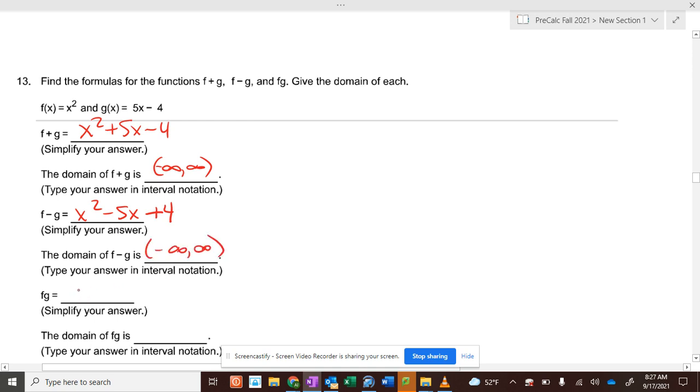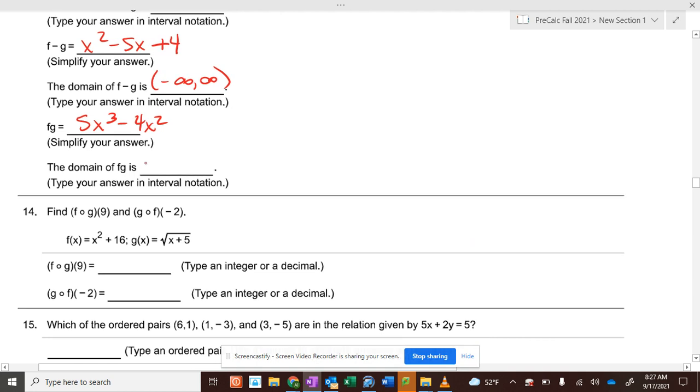F times g is 5x cubed minus 4x squared. Anything to limit the domain? Nope. Negative infinity to infinity. F of g of 9, you stick the 9 into the g function. 9 plus 5 is 14. So you get the square root of 14. Put the square root of 14 in here. Square root of 14 squared is 14 plus 16 is 30.